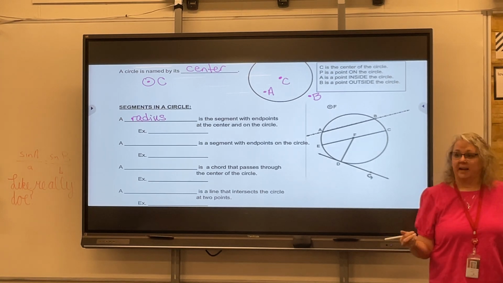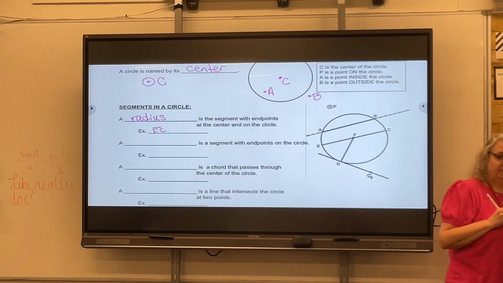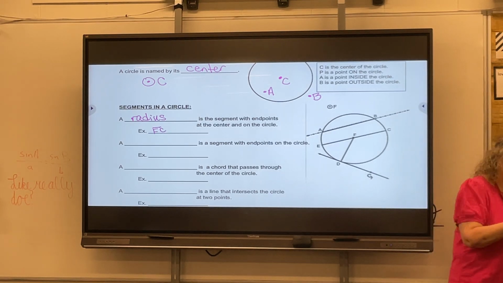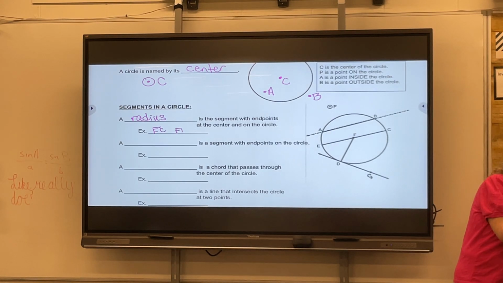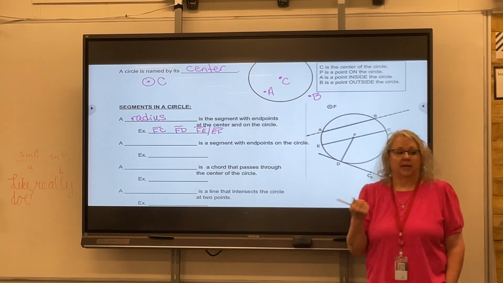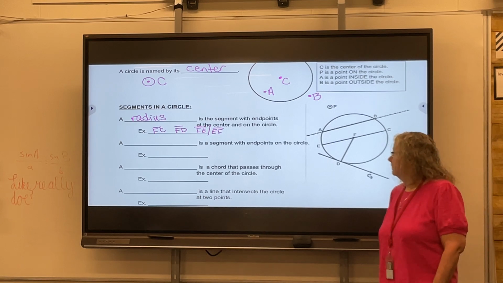And so it is a segment, so when I name it, I put the segment symbol above it. So we can talk about segment FC. Name another radius in that picture. FD, EF, or FE. Remember, with a segment, it doesn't matter which way you name it. You could talk about EF or FE. Same segment, doesn't matter. You just put the symbol above it for segment. The segment symbol doesn't have any arrows, it's just a little line.